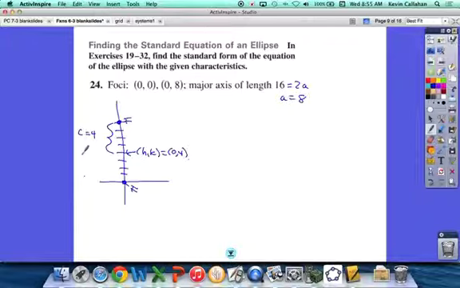A squared equals B squared plus C squared, right? We know what the A is. We know what the C is. Find the B. Right, A squared equals B squared plus C squared. 64 equals B squared plus 4 squared, which is 16. So B squared equals 48.